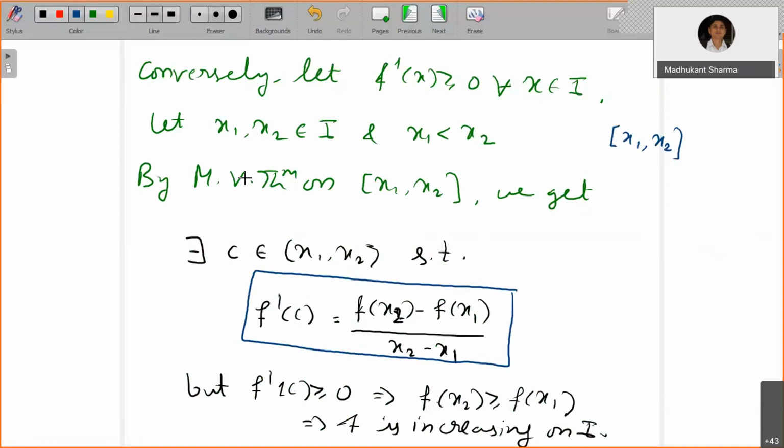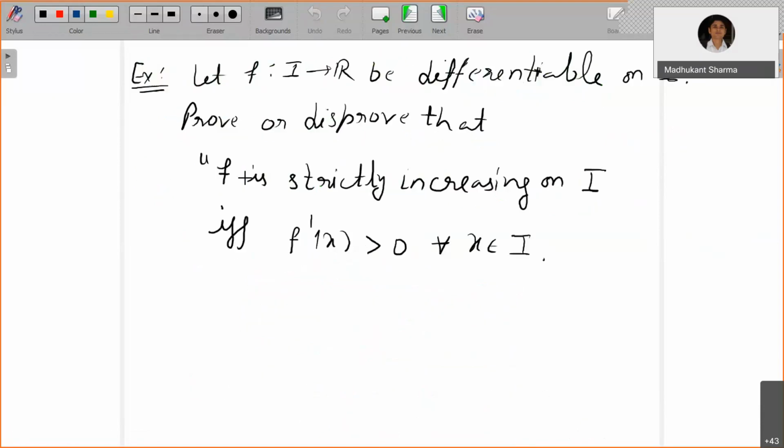Now let's try to get the answer for strictly increasing functions. Let f from I to R be differentiable. Prove or disprove that f is strictly increasing on I if and only if f dash of x is greater than 0 for every x in I. That is, if f is strictly increasing on I, then f dash of x is greater than 0, or if f dash of x is greater than 0, then f is strictly increasing on I.